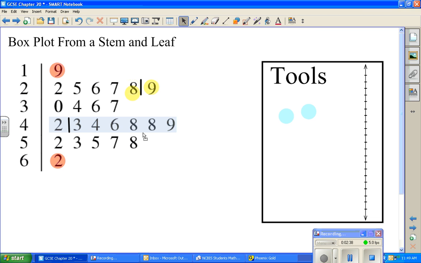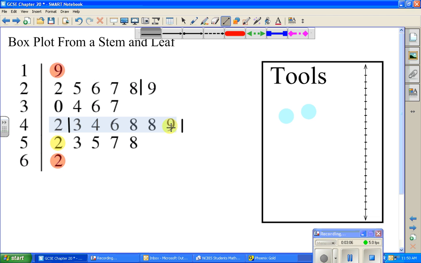Okay, and I use these things again so that I can find where the upper quartile should be. So 3 and 2, 4 and 8, 6 and 7, 8 and 5, 8 and 3, 9 and 2. So we see that it's actually between here.